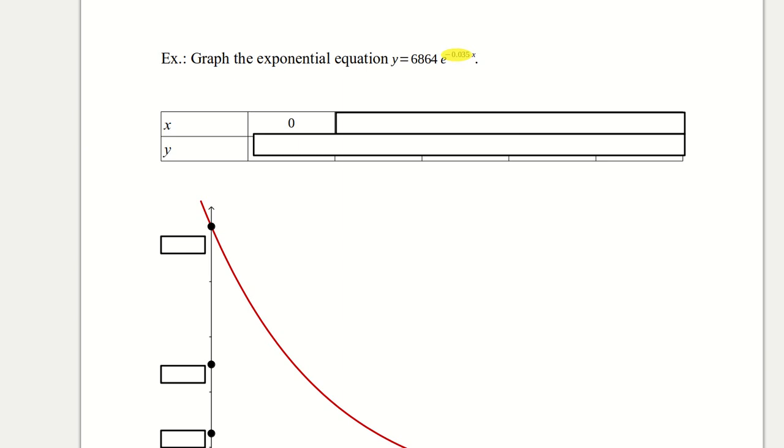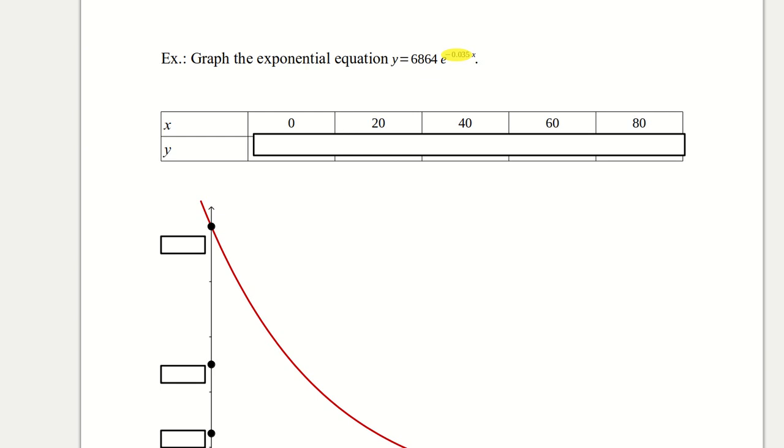3.5%. You can compute the doubling time just by ignoring the sign. The doubling time is the same as the halving time. It's just the direction that you're going in. You get about 20 years. So every 20 years, the population, or the p value, the 6,864, falls by a half. Another 20 years, it's fallen by a half.